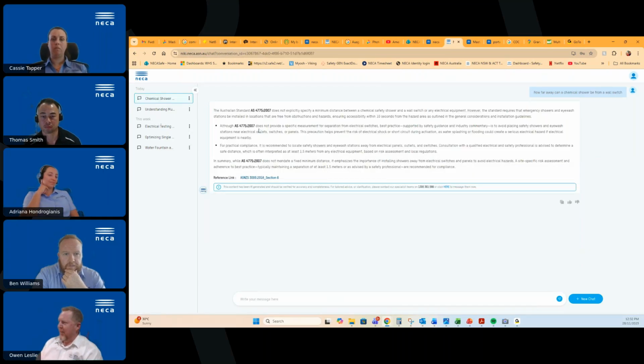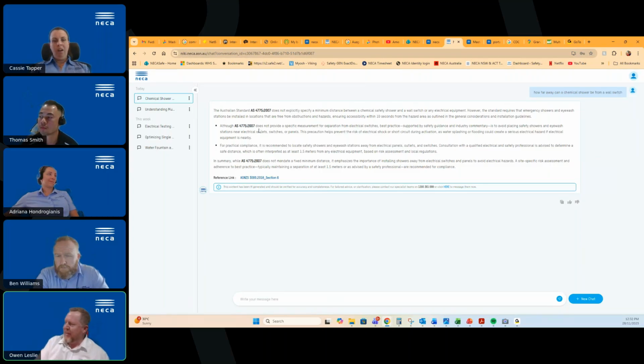There we go. Once again, it's pointing me to the standard 4557. It does not explicitly specify a minimum distance between a chemical shower and a wall switch or electrical equipment. However, the standard requires that emergency showers and eye wash stations be installed in locations that are free from obstructions and hazards, including accessibility within 10 seconds from hazard areas, outlining the general considerations and installation guidelines.